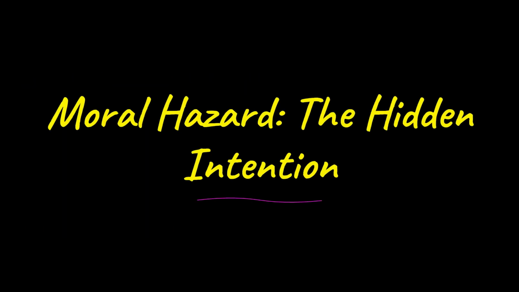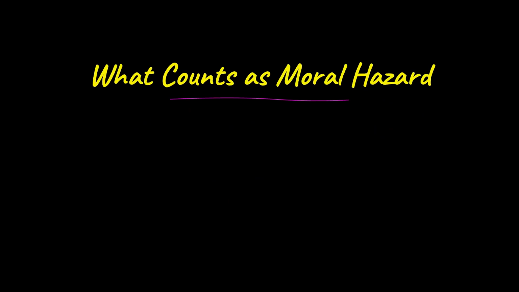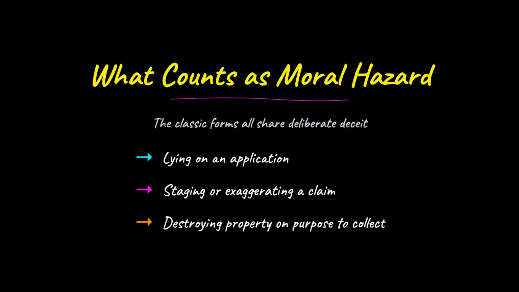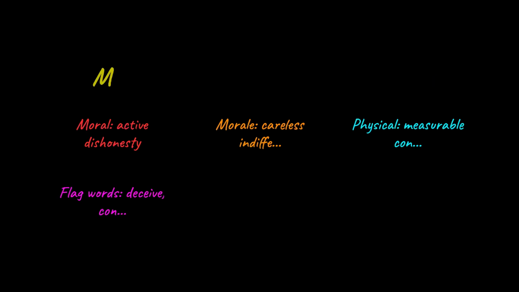Not every risk to an insurance pool is physical. When someone deliberately hides a health condition to get coverage, they introduce a moral hazard, increased loss potential rooted in dishonesty, not in any measurable fact about the world. Moral hazard shows up in a few classic forms: lying on an application, staging or exaggerating a claim, and destroying insured property on purpose to collect. The common thread is deliberate deceit, a hidden intention no inspection can catch.